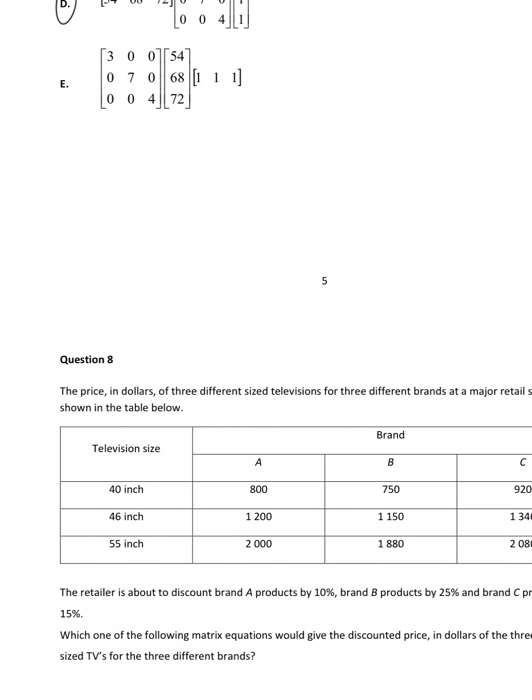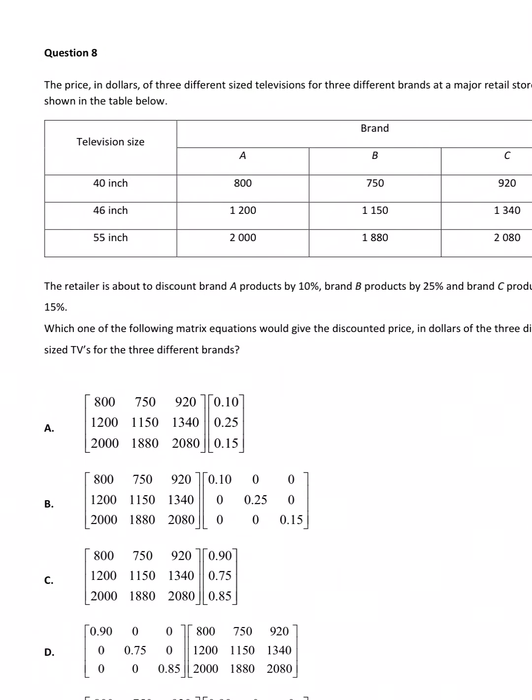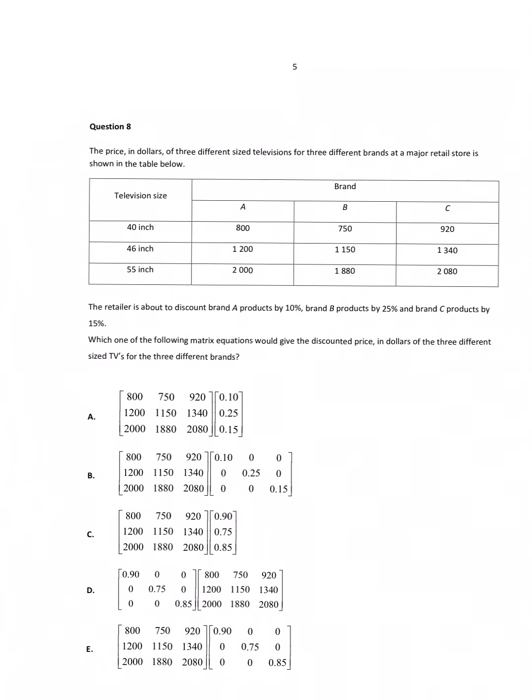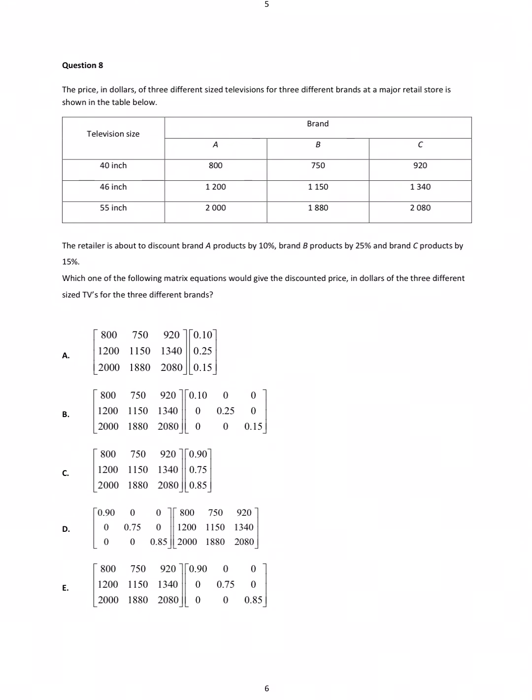All right, question 8. I'll just zoom out a little bit. The price in dollars of 3 different size televisions for 3 different brands at a major retail store is shown in the table below. So we've got another table. We've got 3 different television sizes, and then the cost of each of those television sizes for 3 different brands, A, B, and C.